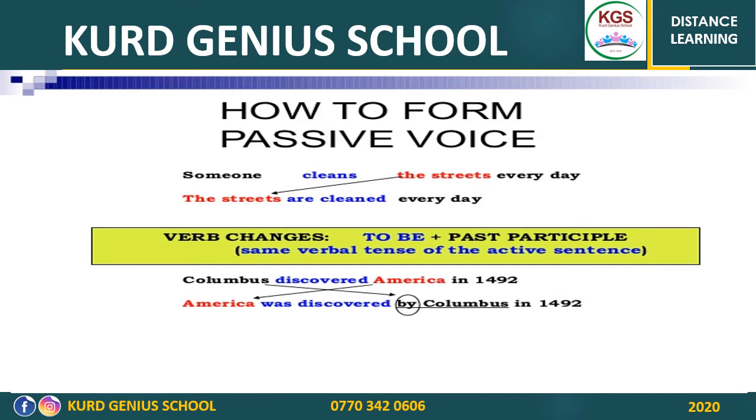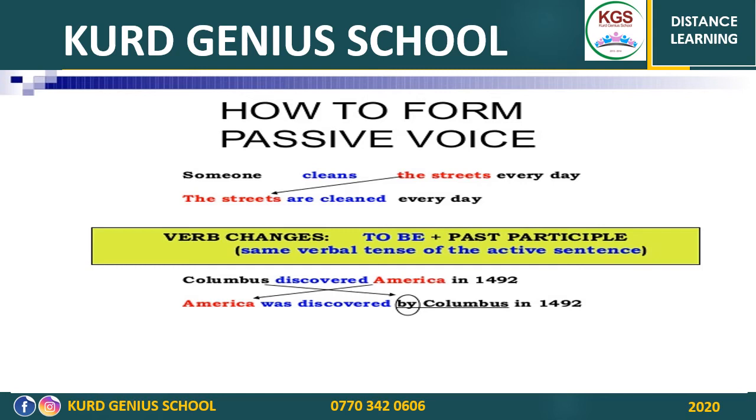Look at this box, actually verb change. We said verb to be plus past participle, and this verb to be can be past or present simple, past simple. We have different tenses. Based on the tense, we use the auxiliary actually. Look at the second one.